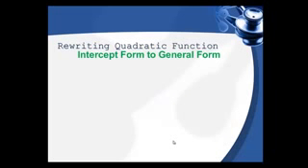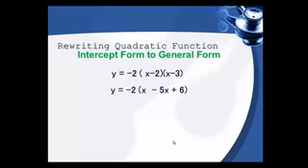Let's have another example. From intercept form to general form. Let's have this example. y is equal to negative 2 times the quantity x minus 2 times the quantity x minus 3. We are going to get the product of the binomials x minus 2 and x minus 3. So the product is x squared minus 5x plus 6. And then we have to distribute negative 2 to the trinomial. Then we have negative 2x squared plus 10x minus 12.